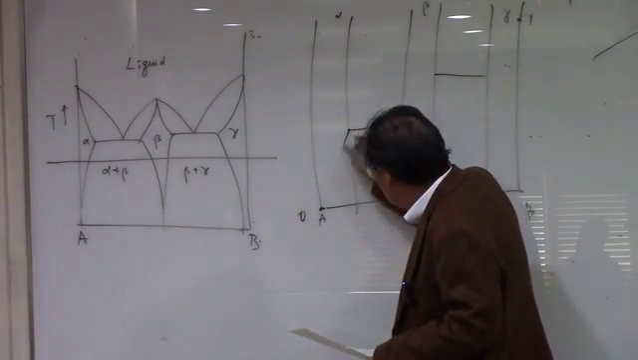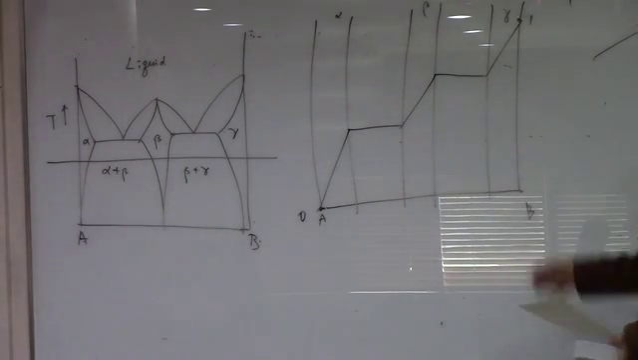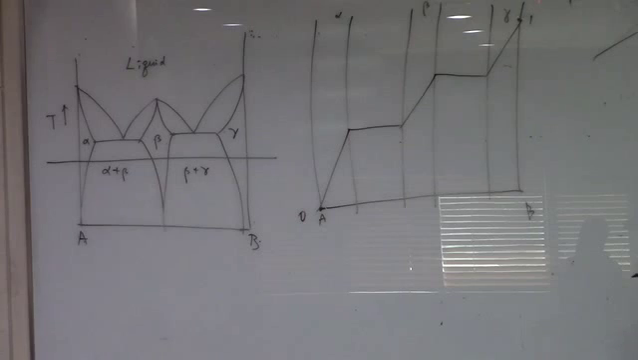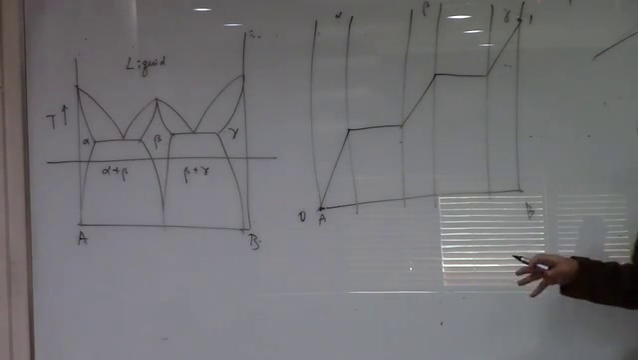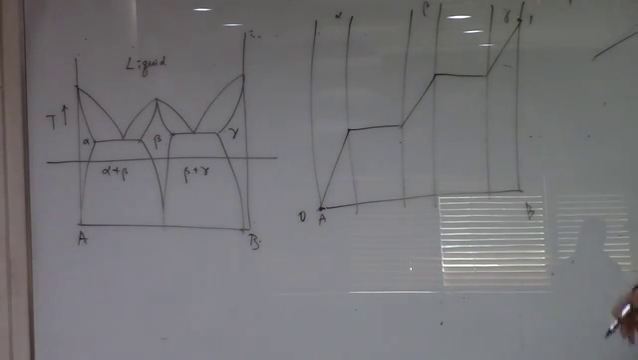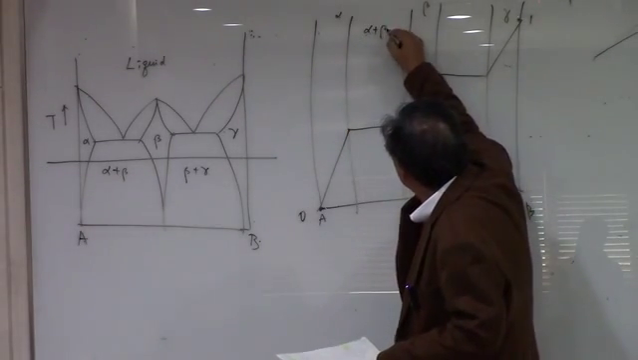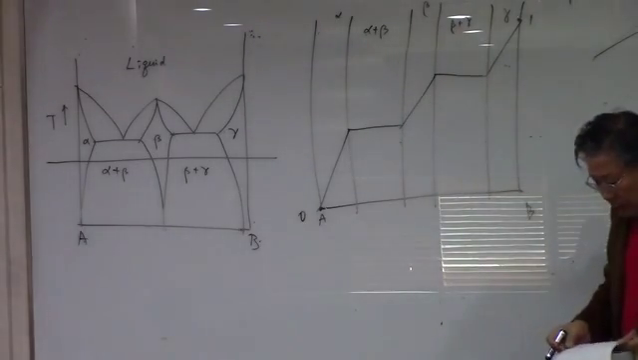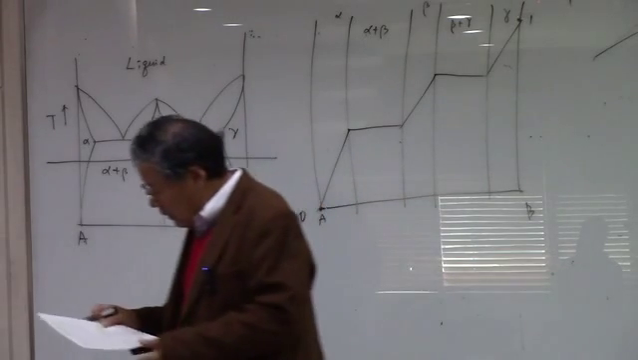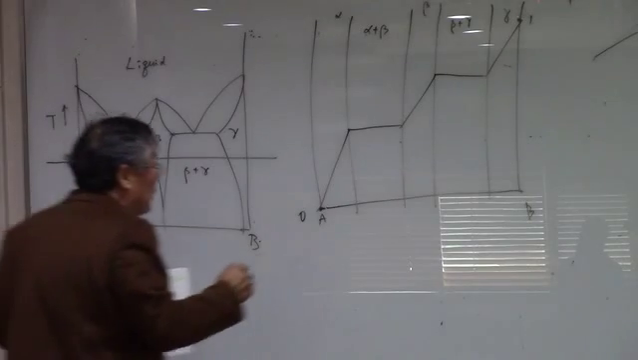And all you have to do is just make a connection of this. And this is how the activity of B is changing in this material as we move from pure B and add A, something like that, okay? And this is beta plus gamma. Actually, this is very important to notice.